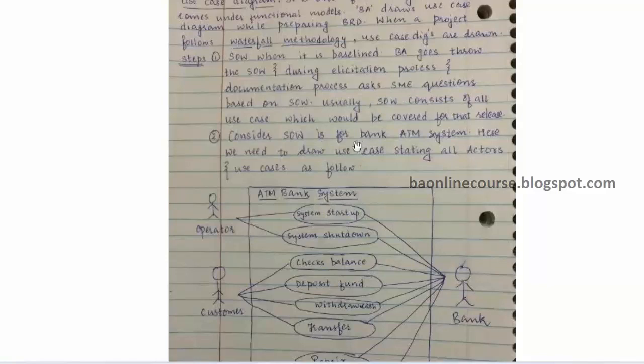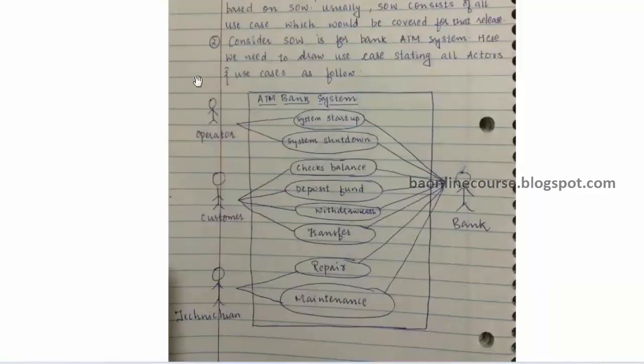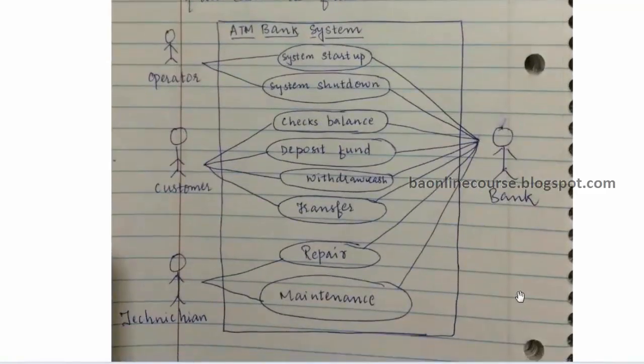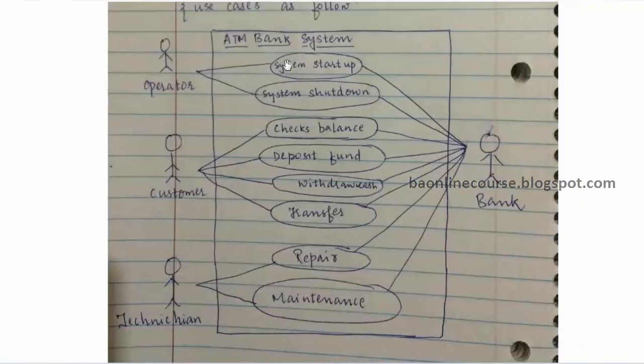Whether the SOW is for a bank ATM system. Okay, so you have attempted a SOW for an ATM system. I hope everybody can see the screen. Just let me know in case it's not visible. Right. So there's a person who would come in and start up the system, and would shut down the system. You said you are having startup and shutdown functionality. Then check balance, deposit funds, withdraw cash, transfer cash, repair and maintenance.